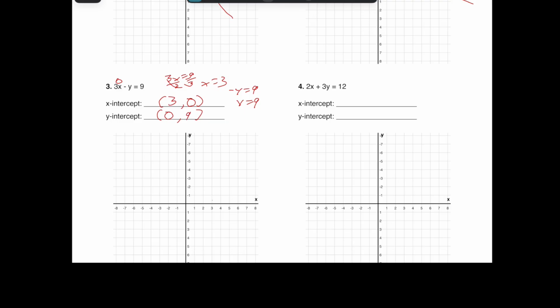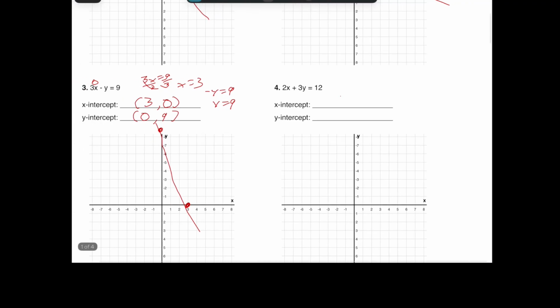Now you just graph them. Here's (3, 0). Here's (0, 9), somewhere way up there. Boom, and I get my line. Okay, let's go on to number 4. Number 4, if I plug in, let's just do it this way.